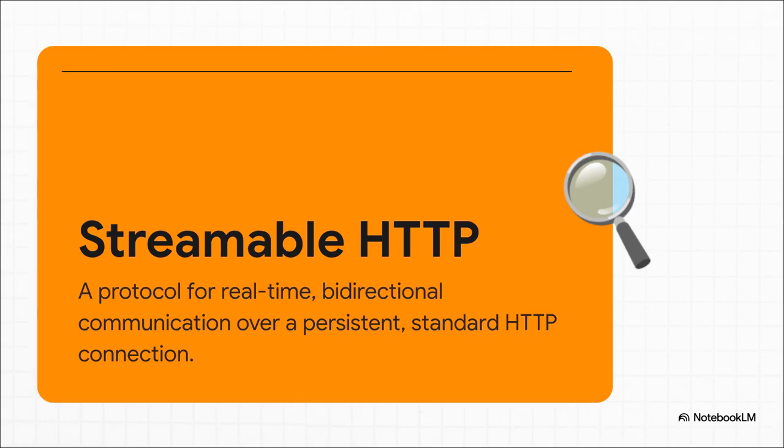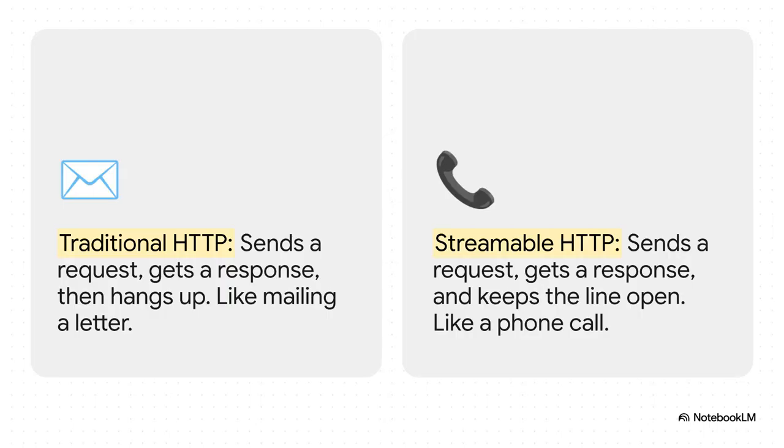So here's the key difference. You know how when you visit a website, your browser asks for a page, gets it, and then hangs up? Well, Streamable HTTP is different. It opens up a persistent line, a connection that just stays open. This lets the AI and the server just shoot messages back and forth in real time without having to reconnect over and over again. The best way to think about it is this. Traditional HTTP is like mailing a letter. You send it, you wait for a reply, and that's it. The exchange is done. Streamable HTTP, that's like a phone call. The line stays open, and you can have a continuous back-and-forth conversation.